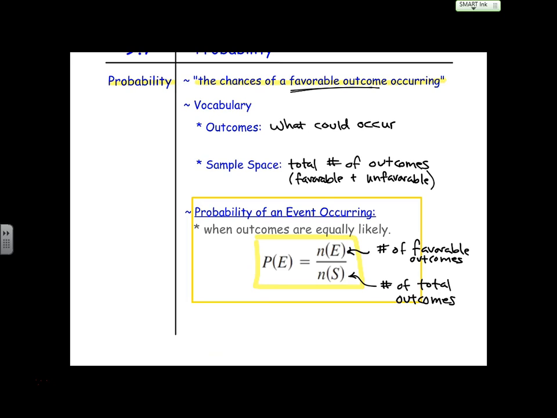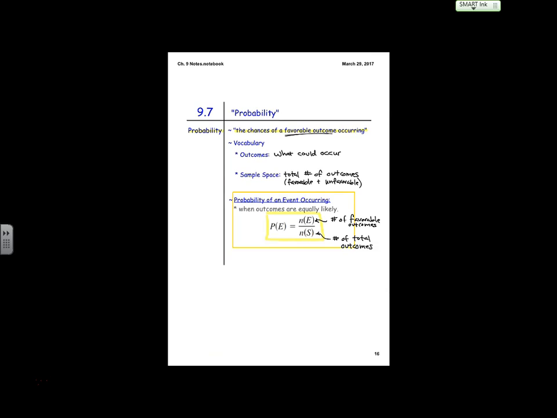But probability? No. Never above 1. So therefore, probabilities will always be between 0 and 1. 0 means it will not happen, cannot happen. 1 says it will for sure.